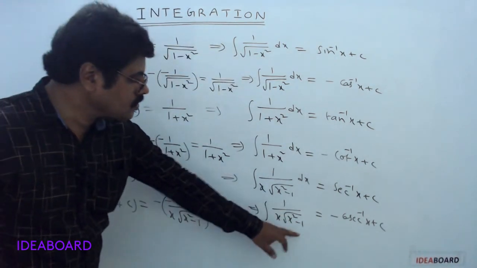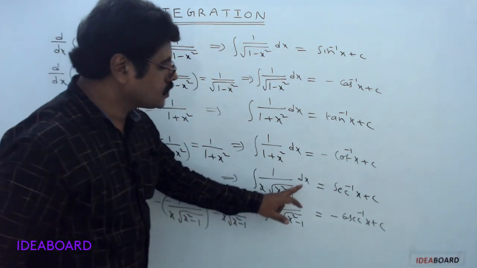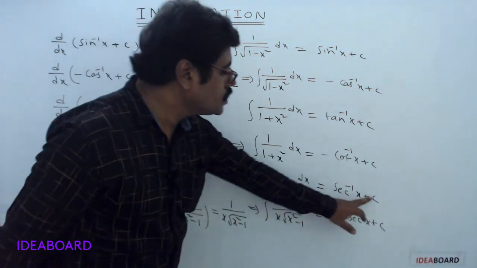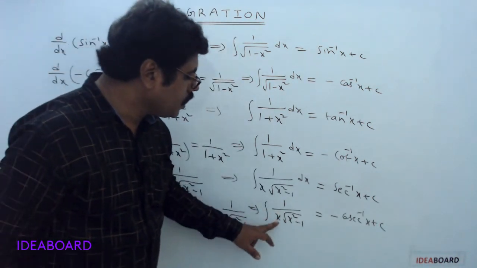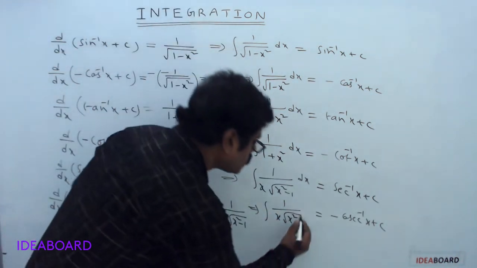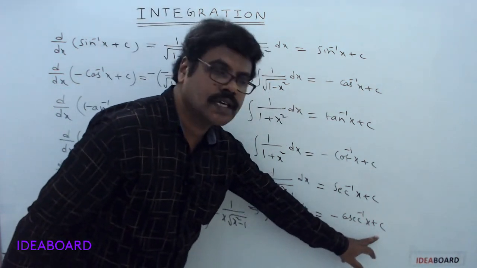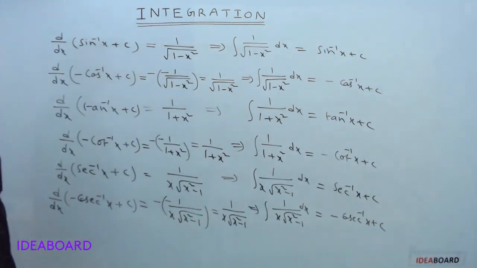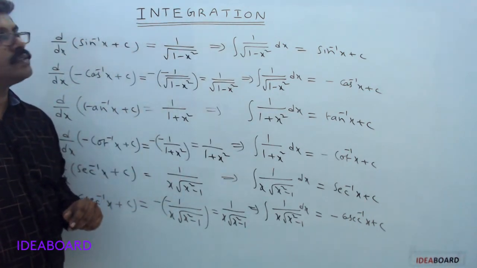Now see these two formulas. Integral 1 by x into root of x square minus 1 dx equal to secant inverse x plus c. Integral 1 by x into root of x square minus 1 dx equals to minus cosecant inverse x plus c. Now these are the basic formulas in this integration topic.